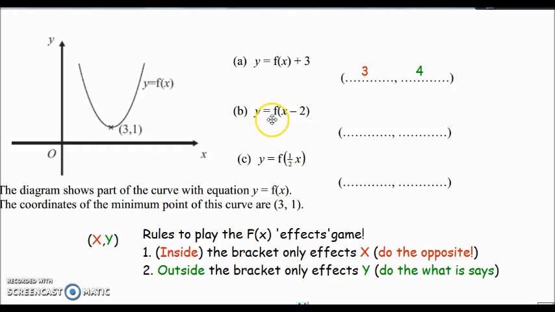On to B. Well, we've seen this one before, haven't we? We've got a -2 inside the bracket. If it's inside the bracket, it will only affect the x coordinate. Do the opposite though. So don't subtract 2 from x. You've got to add 2 to x.